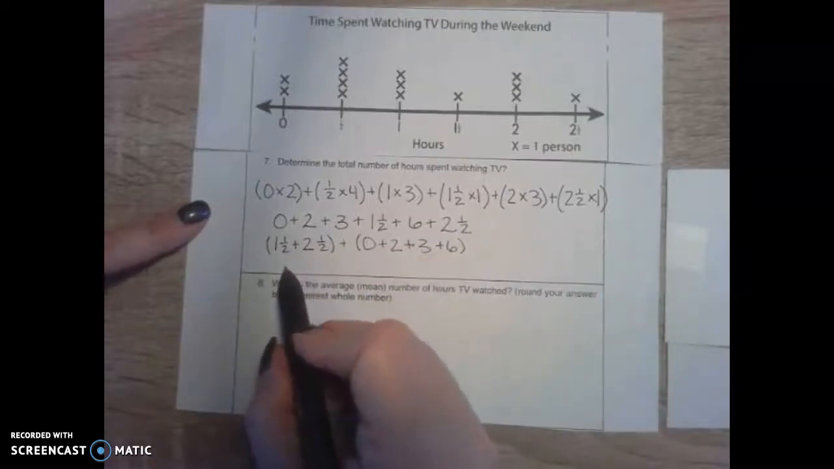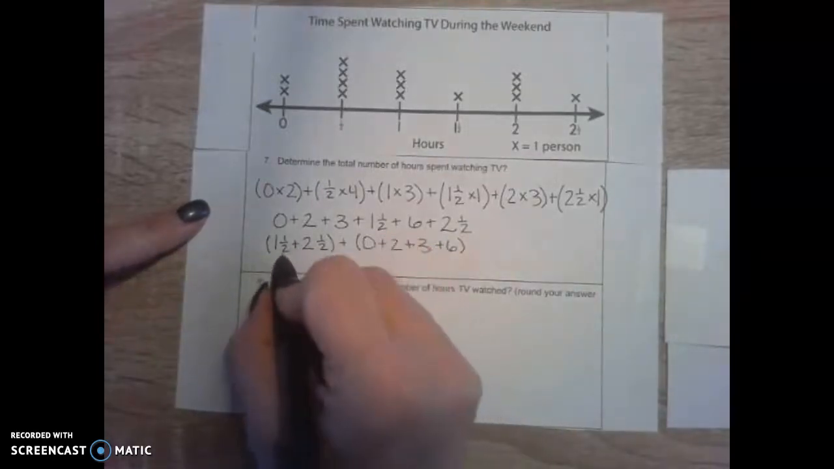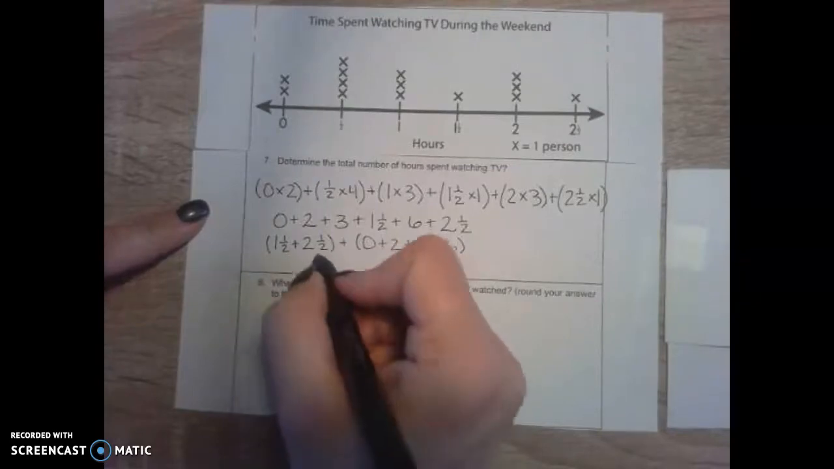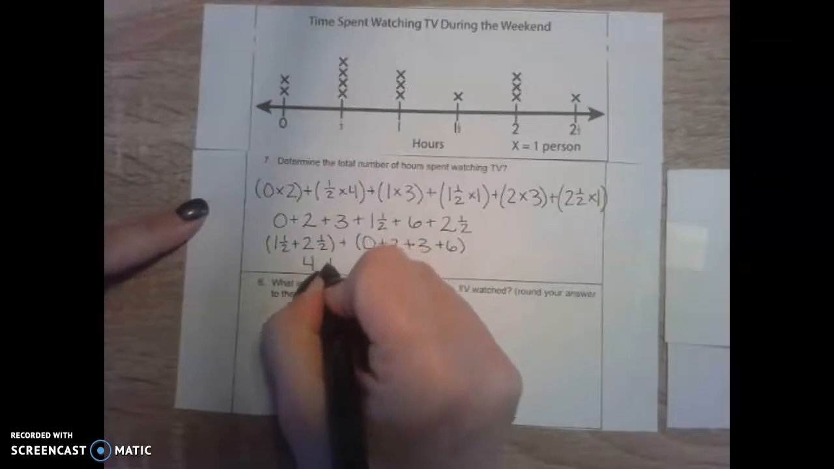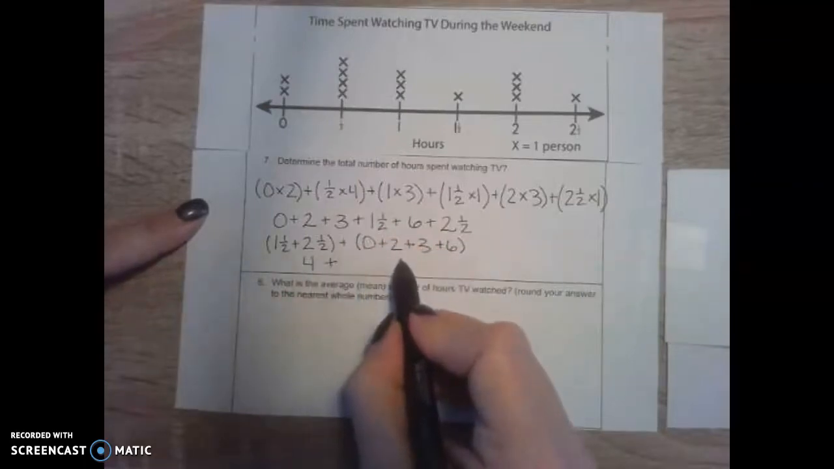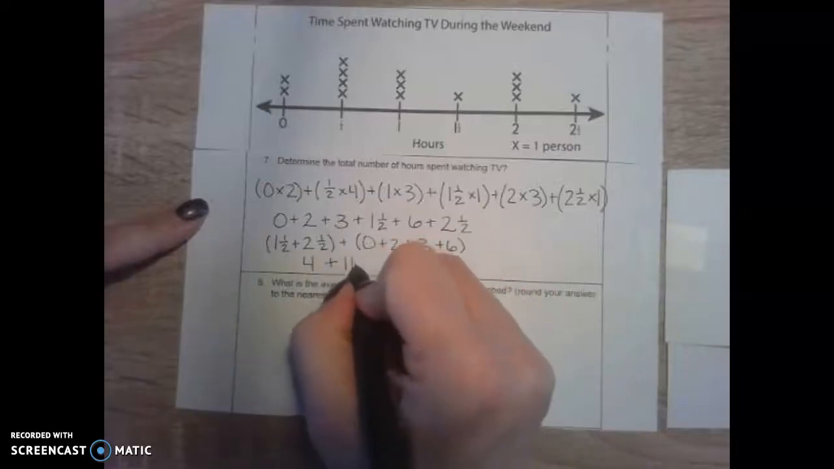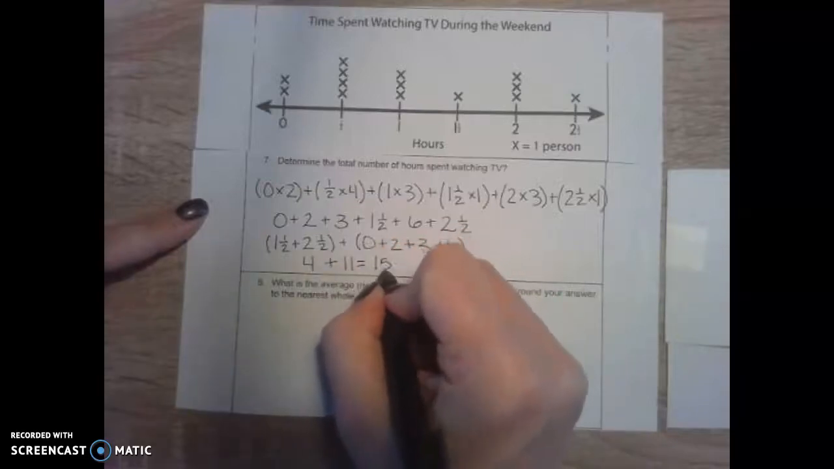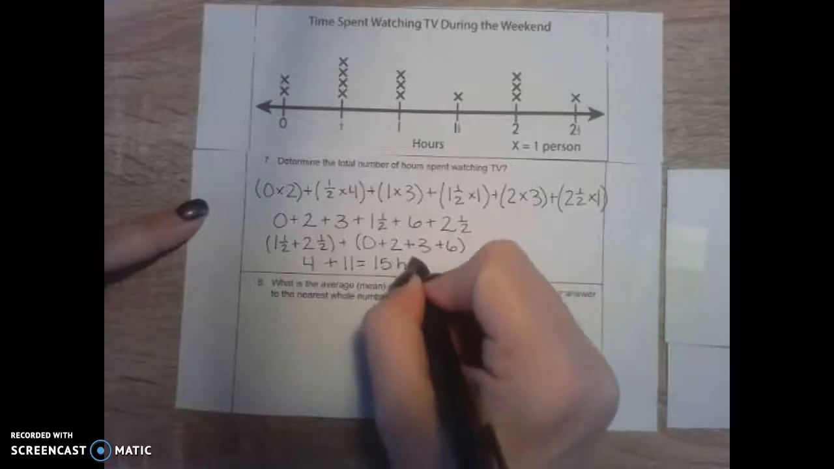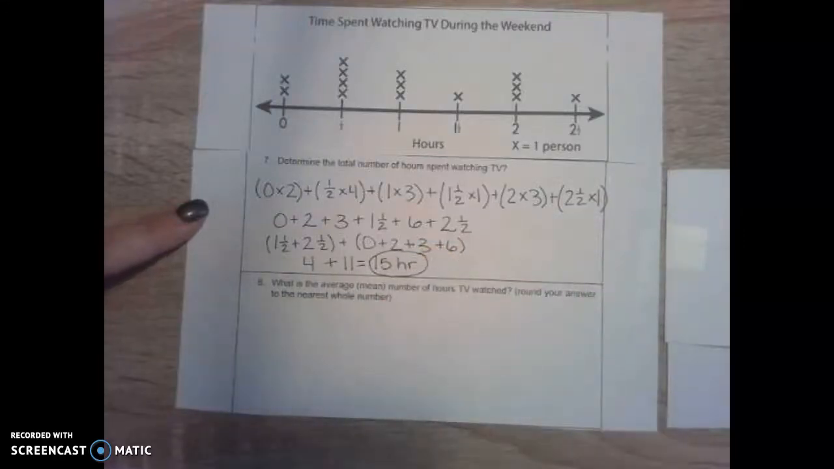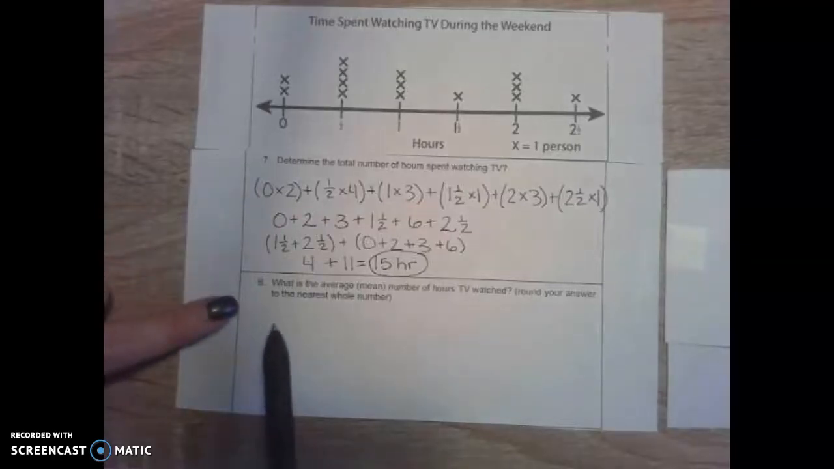Then I'm going to add this first. 1.5 plus 2.5 is 3. 1/2 plus 1/2 is 1, so 3 plus 1 would be 4. And my whole numbers, 0 plus 2, 2, 2 plus 3, 5, 5 plus 6 is going to be 11. So I am at 15 hours. Total time spent watching TV, 15 hours between the 14 people.